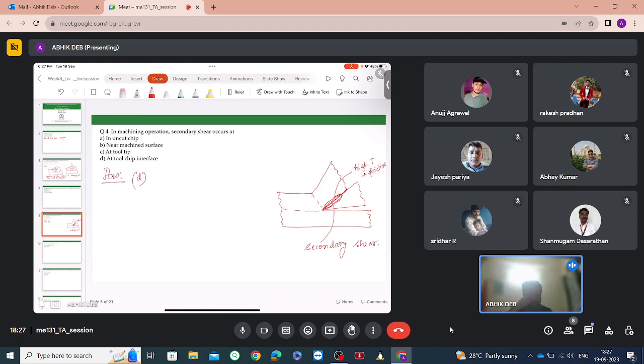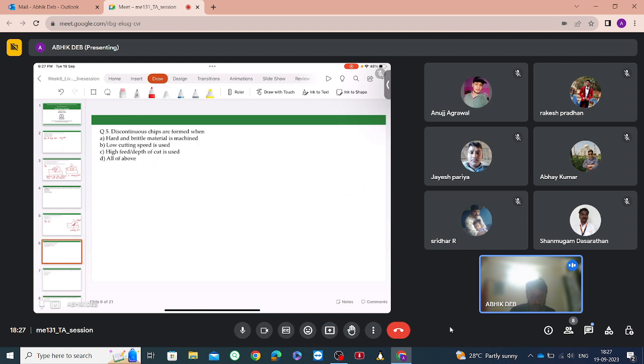Okay. So coming to the next problem, discontinuous chips are formed when, which of these conditions result in the formation of discontinuous chips? Hard and brittle materials. Okay. Any other option? Sir, I think all of the above. Yes, exactly. So all of the above results in the discontinuous chips.